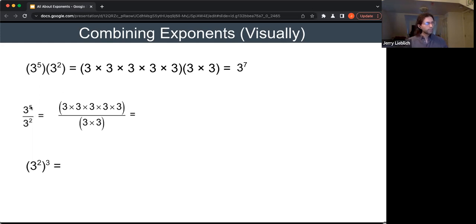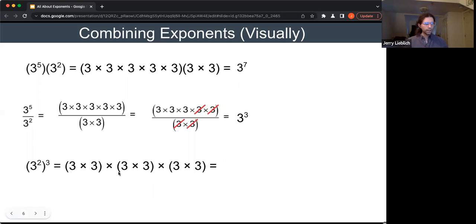Similarly, if I'm dividing 3 to the 5th by 3 squared, I've got five 3s divided by two 3s. I can cancel these out, and I'm left with three 3s. Now a power raised to a power. All this is 3 squared times itself 3 times. We can expand that out: 3 squared times 3 squared times 3 squared. When I count all these up, I see I've got 3 to the 6th.